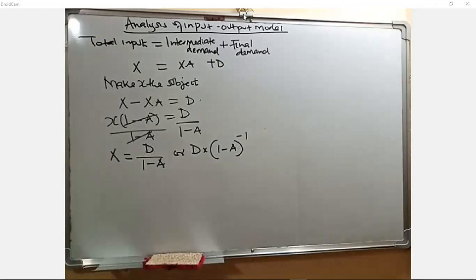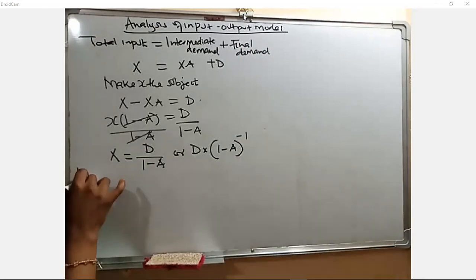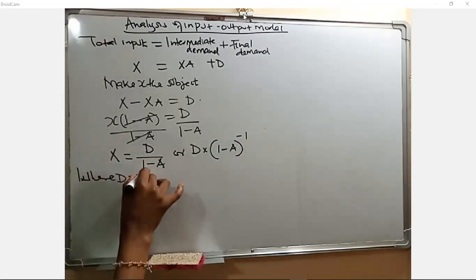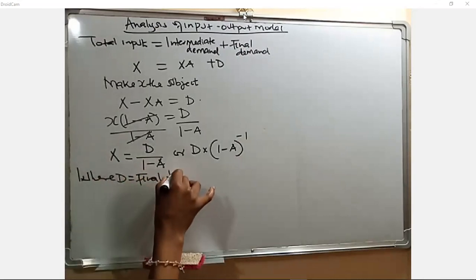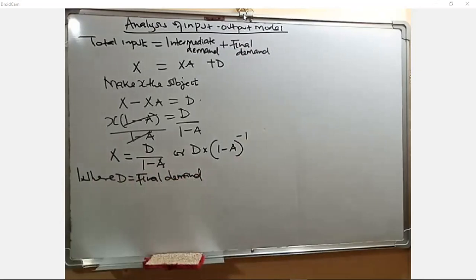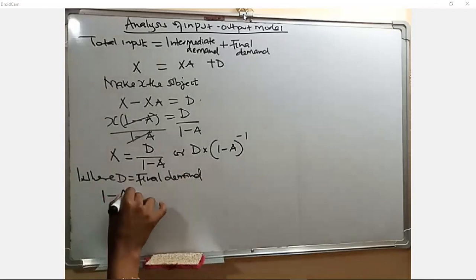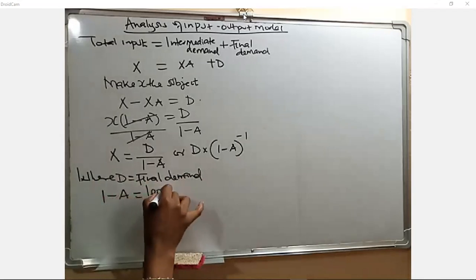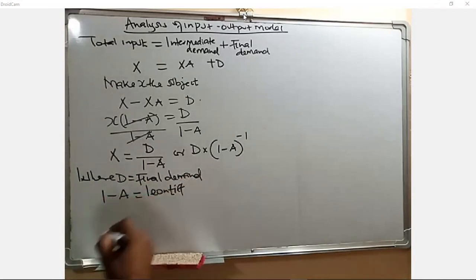From that aspect, I just want us to define what D is. We know very well that D is our final demand. We also have 1 minus A, which is normally called the Leontief matrix.